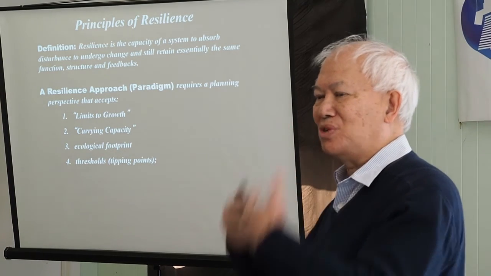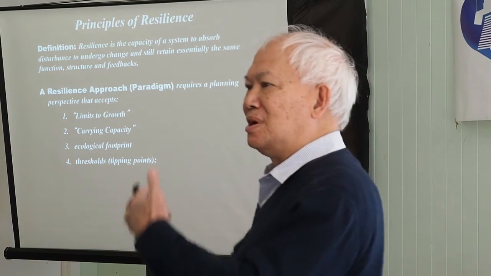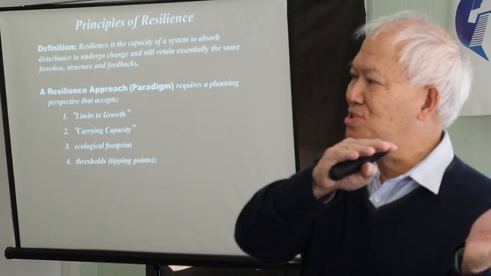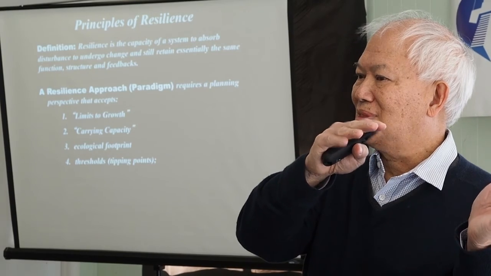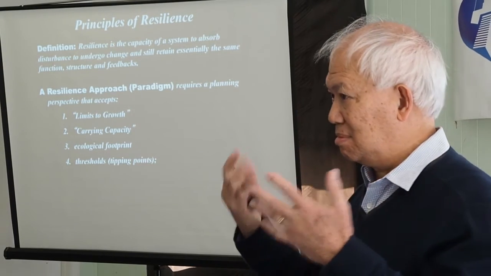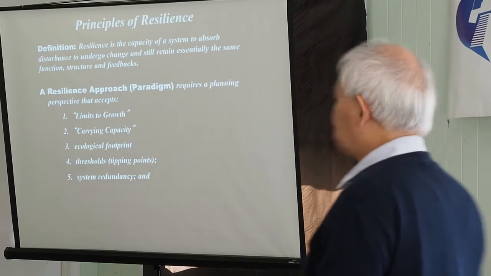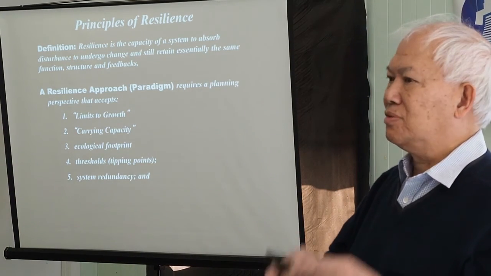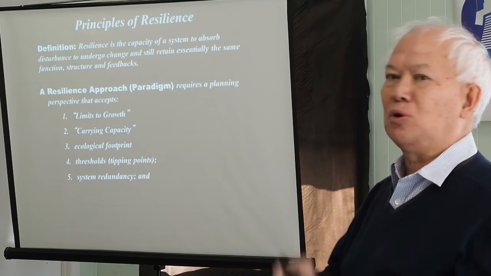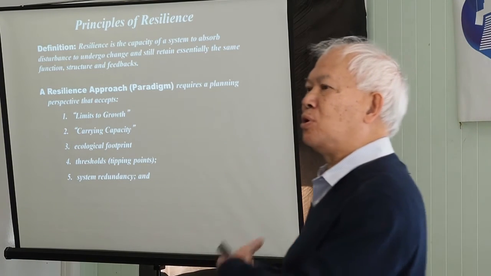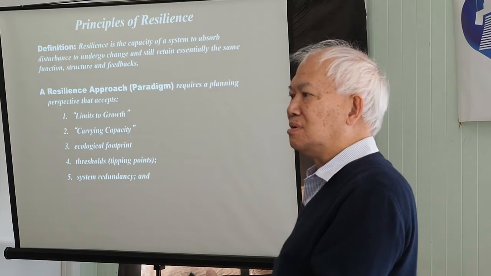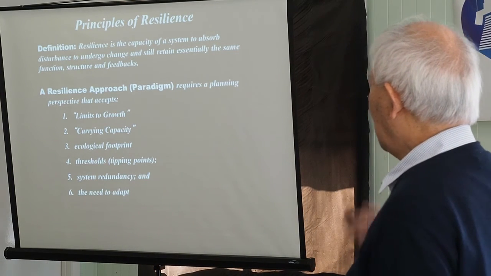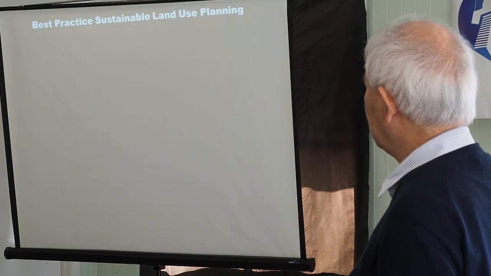So it goes to a question of scale. Is a development of such horrendous scale that it's going beyond natural tipping points that you can't come back from? Systems redundancy. Does the plan inbuild redundancy to cater for uncertainty, to cater for things that can't be foreseen? As I said, we can't predict. There's a need to adapt in this approach.